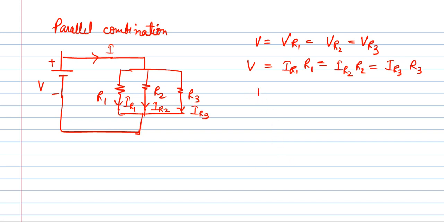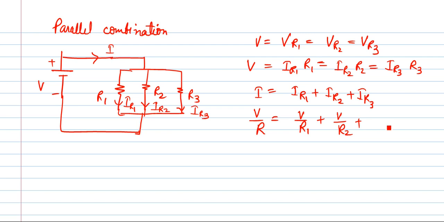Now I is equal to, as I have told you all, IR1 plus IR2 plus IR3, because this current I is dividing into three parts. So I is equal to IR1 plus IR2 plus IR3. Now substitute the values. I is equal to V upon R, and IR1 is equal to V upon R1, plus IR2 is equal to V upon R2, plus IR3 is equal to V upon R3.